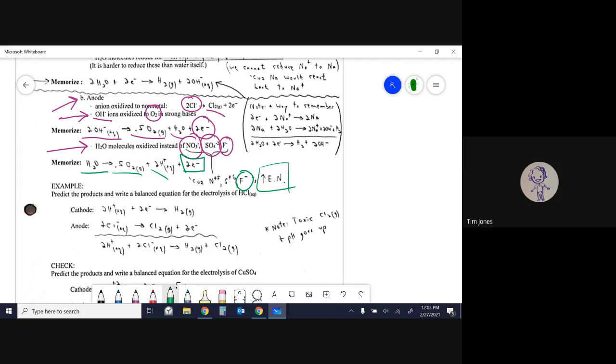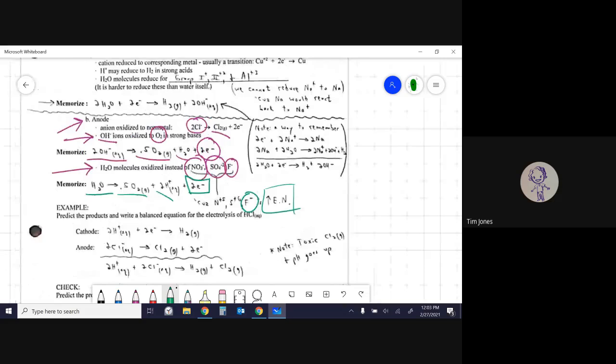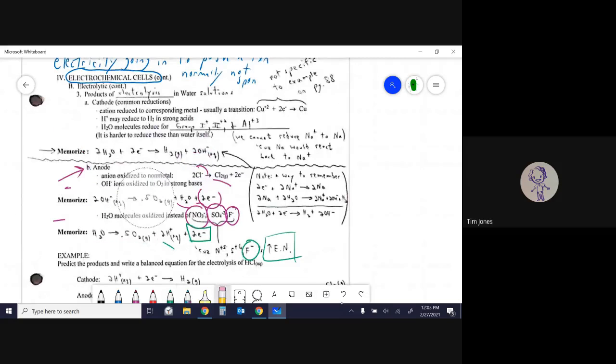So what we're going to look at now are some examples. And as we go through these examples, what I encourage you to do is start with what's given and see if you can figure out which of these 3 things is going to happen. Is it going to be 1, 2, or 3 for the cathode? And it can only be 1. And will it be 1, 2, or 3 for the anode?